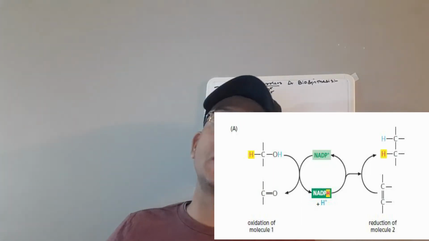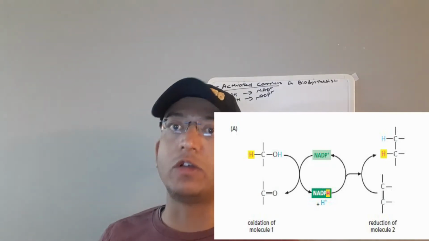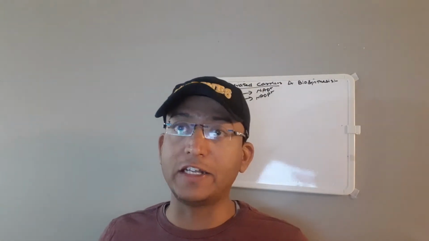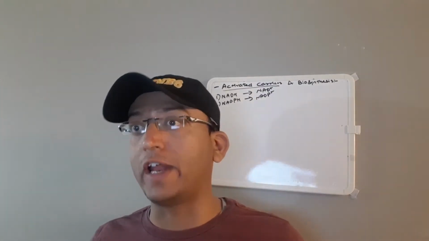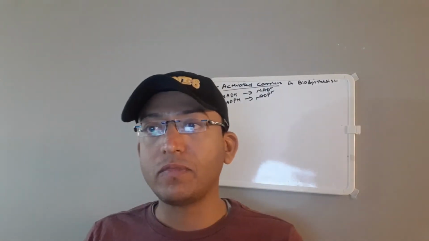NADPH is efficient at donating its hydride ion to other molecules for the same reason that ATP is readily transferable, that is, it transfers phosphate, the inorganic phosphate Pi. In both cases, the transfer is accompanied by a large negative free energy change.